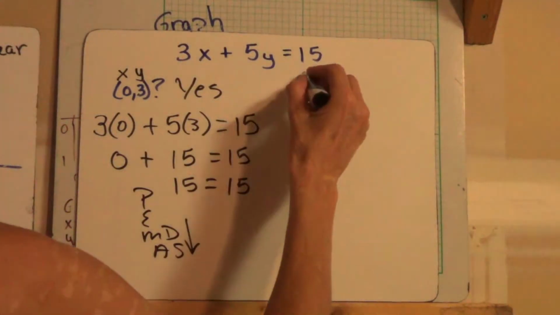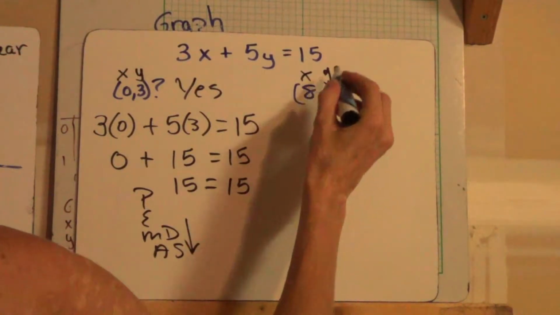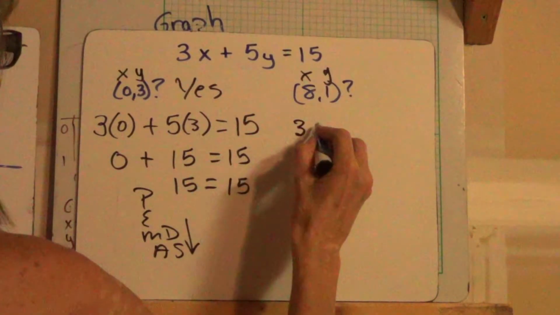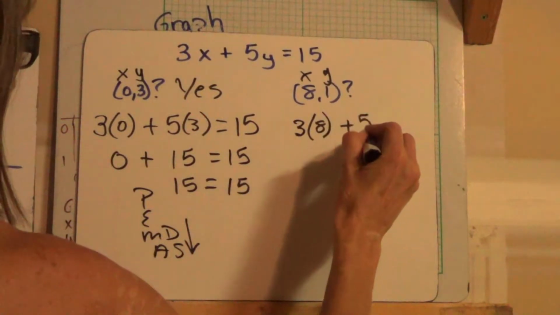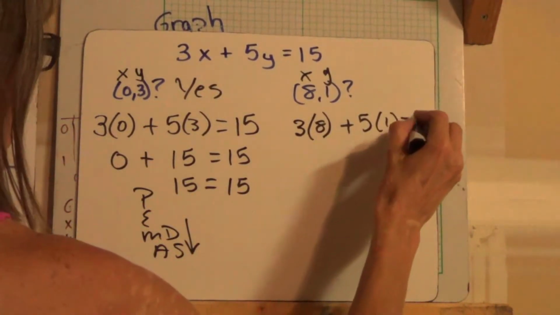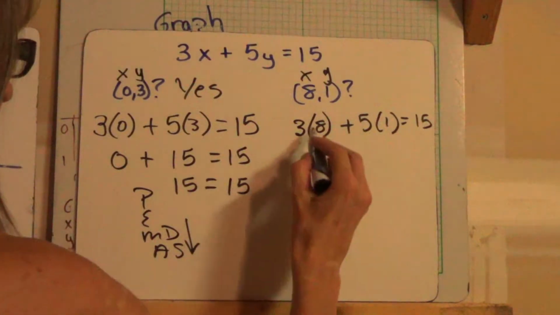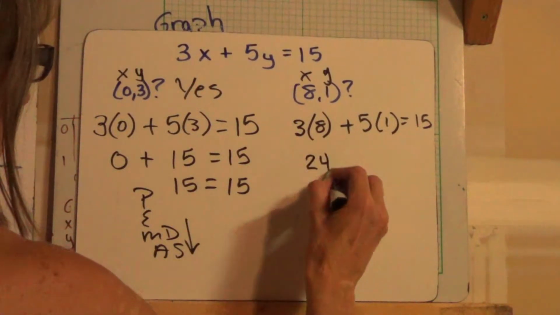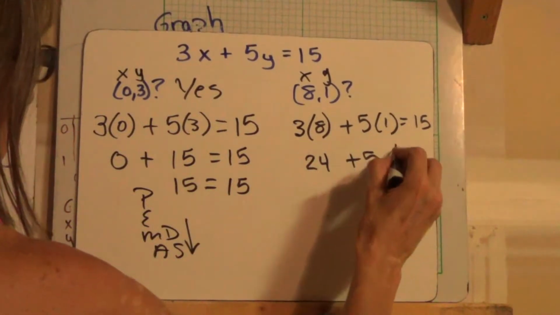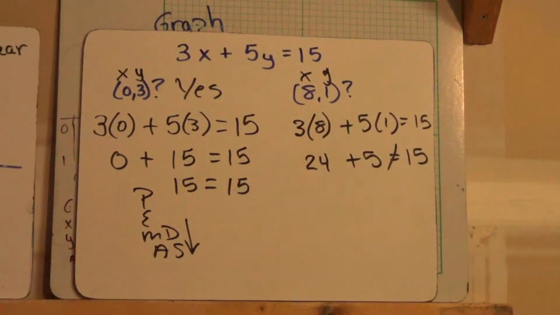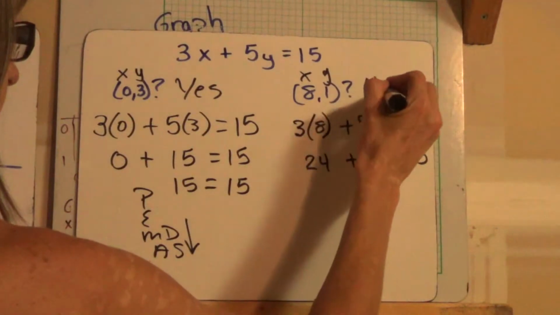Now 8 and 1. 8 is your x, 1 is your y. 3 times 8 plus 5 times 1 equals 15. 3 times 8 is 24, and we have a problem, don't we? That one's not going to be equal. So no, it's not a solution.